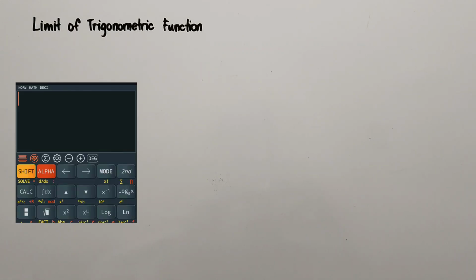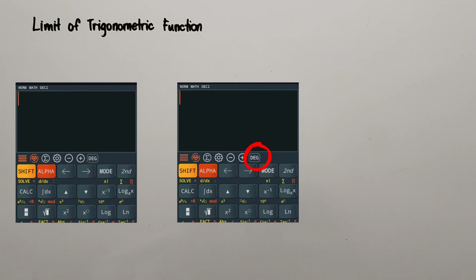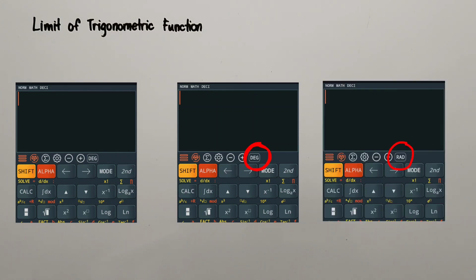Let us now proceed to the limit of trigonometric functions. Recall the different trigonometric functions, sine, cosine, tangent, and so on, and their respective graphs presented and discussed in pre-calculus. Before anything else, we need to first set the mode to radian. If this is your calculator, just click the DRG button for degree until it is changed to RAD for radian.